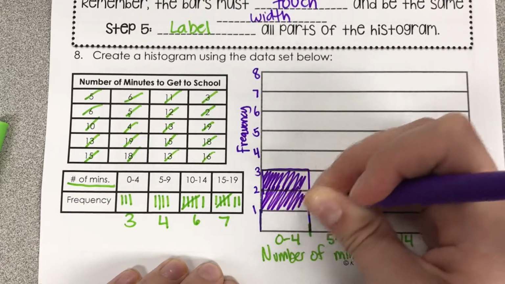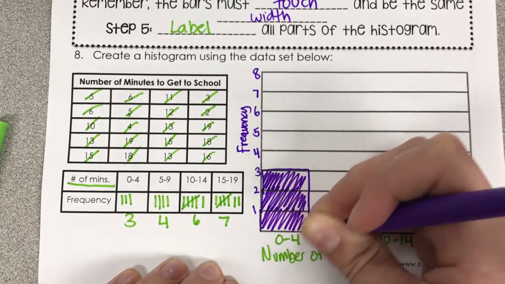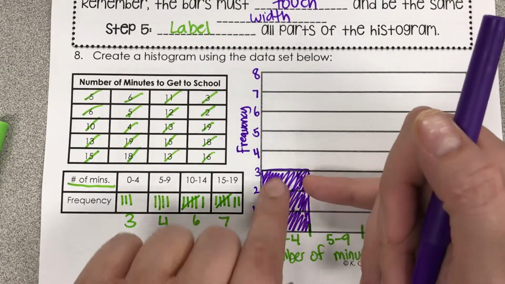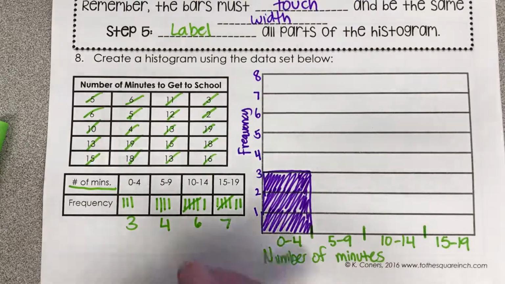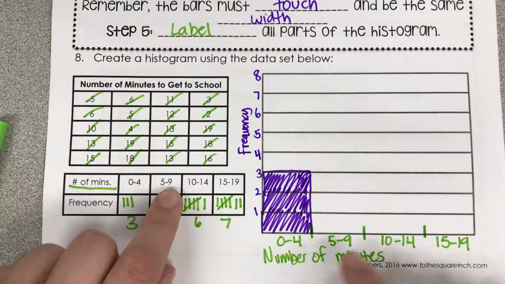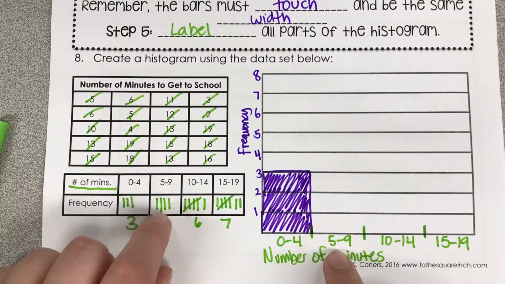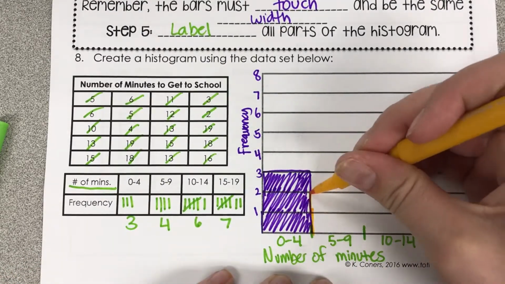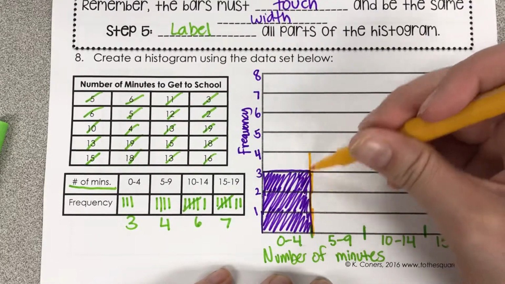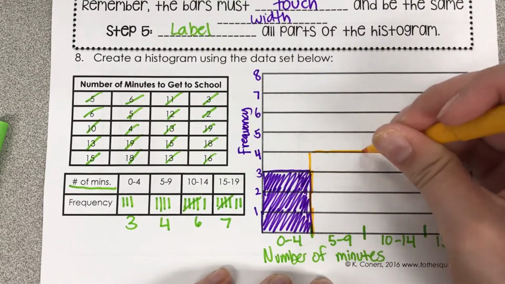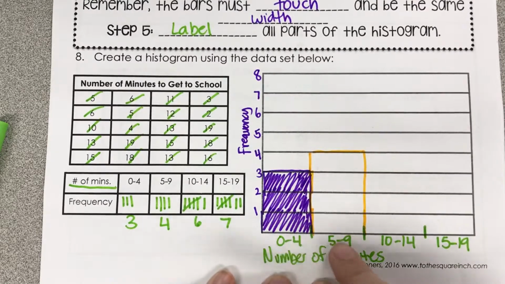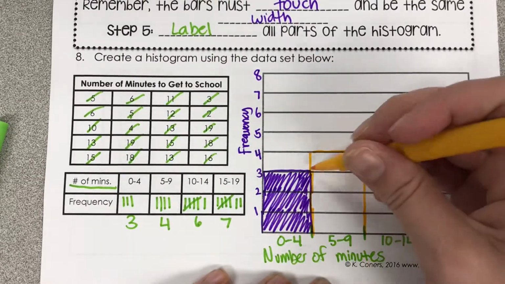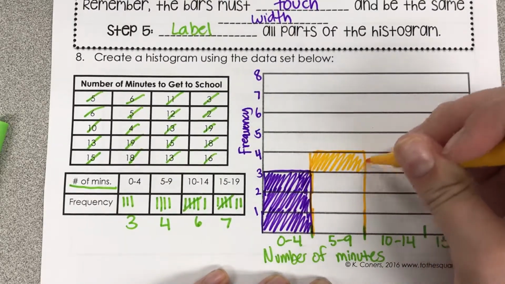I'm just going to color this in purple for now. So I've shown the frequency of how many values fit in this category. All right, I'm going to use a different color. I'm going to go to the next interval, the next category, numbers 5 through 9. There was a frequency of 4 numbers fitting in there, so I'm going to go up 1, 2, 3, 4. Make sure your bars touch. I kind of already spaced it out in the beginning, which helped me achieve an equal or similar width of all of the columns or the bars that I'm making.